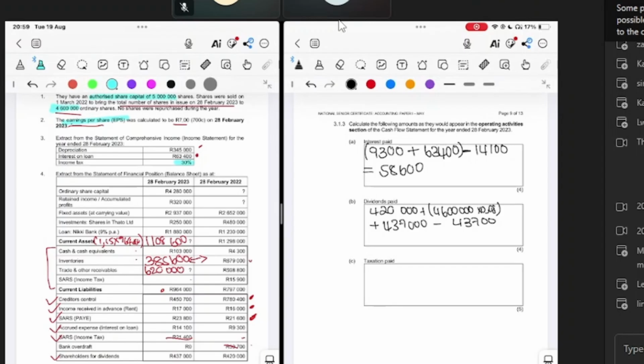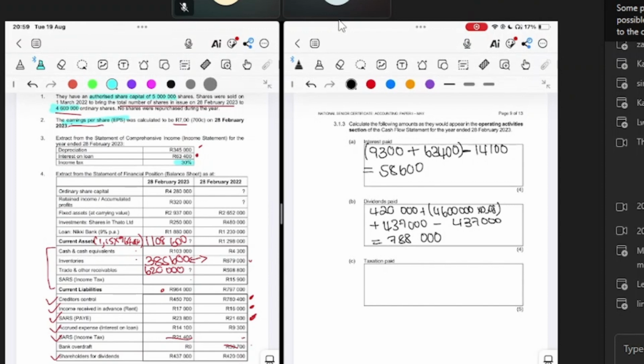So minus 437,000. So if you want your dividends paid, it's basically your balance at the beginning plus your interim dividends. So that will be 420,000 plus 4.6 million multiplied by 8 cents. And that will give you a total of 788,000.